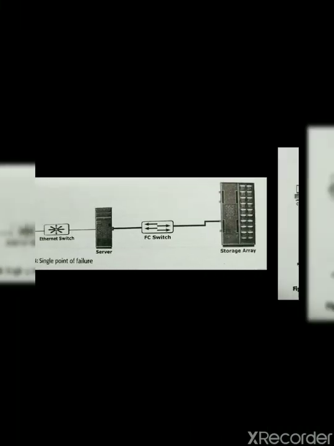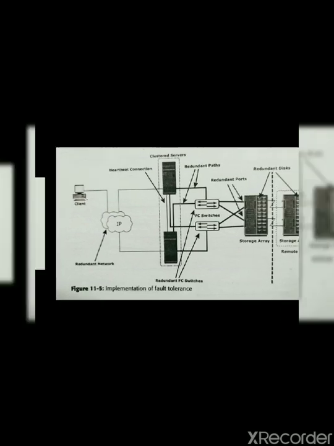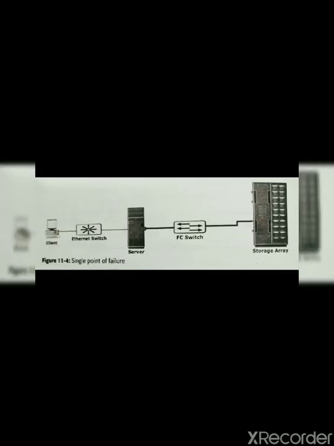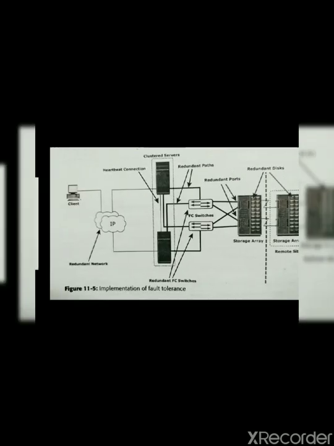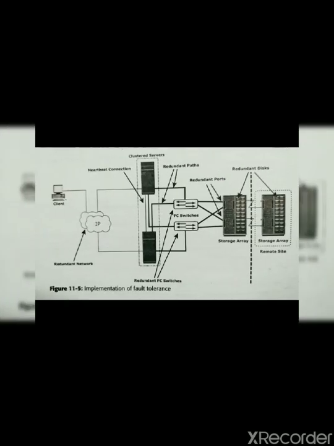So now we will apply the fault tolerance mechanism to the previous system configuration. From this diagram you can observe that we start from the left side. First is a redundant network. If one IP network fails, a second IP network is available for the client to communicate with the server.